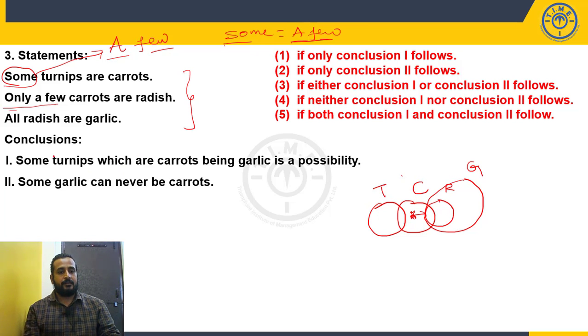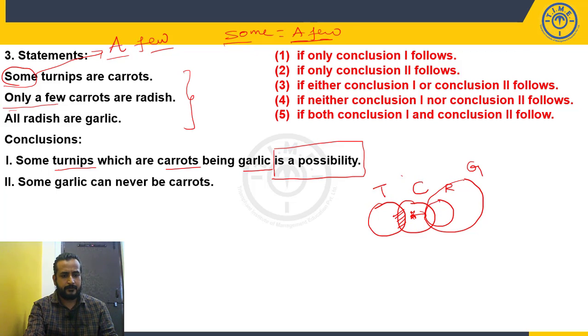Conclusions. Some tea which are carrots being garlic is a possibility. It is asking about a possibility. Which part? Some tea which are C. It means this part. Some tea which are C being garlic is a possibility, they are asking. So whether it is possible or not, cross check it.